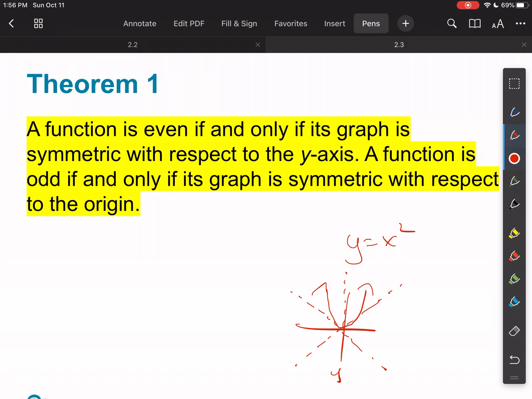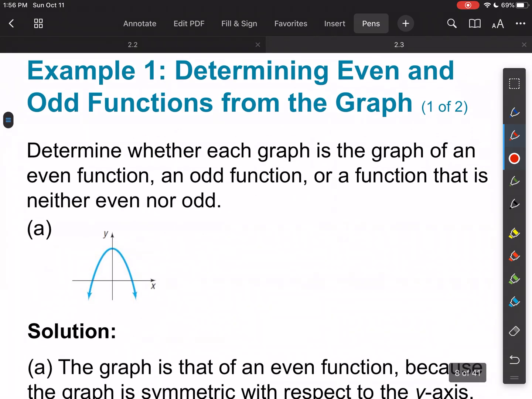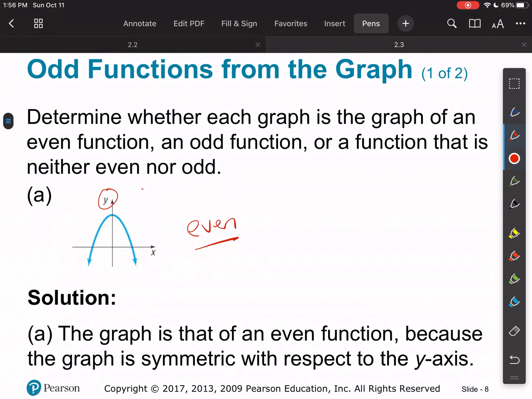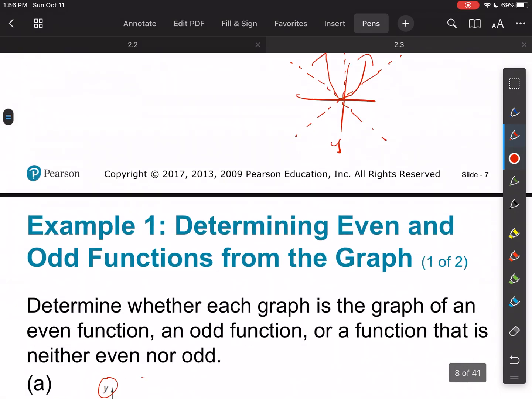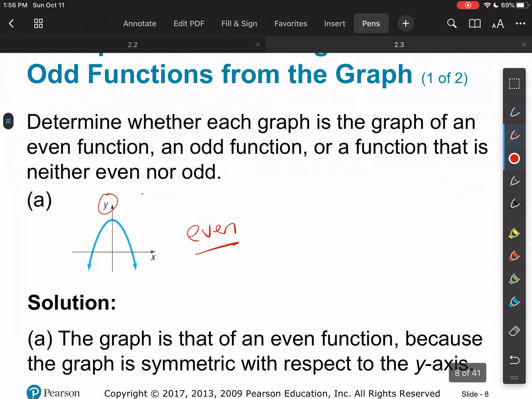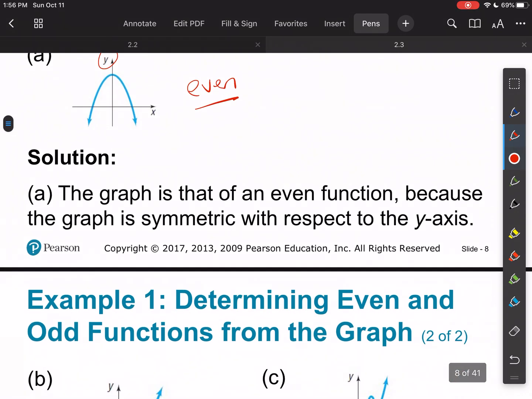So it doesn't matter if it's negative or positive. Okay, so example 1 says determine even and odd functions from the graph. If I look at this picture, it appears to have symmetry across the y-axis. Therefore, this would be an even function. So you're just looking at the picture and determining, does it have symmetry? And is it across the y-axis or is it across the origin?